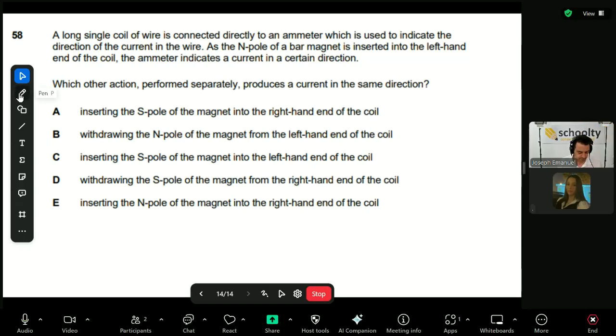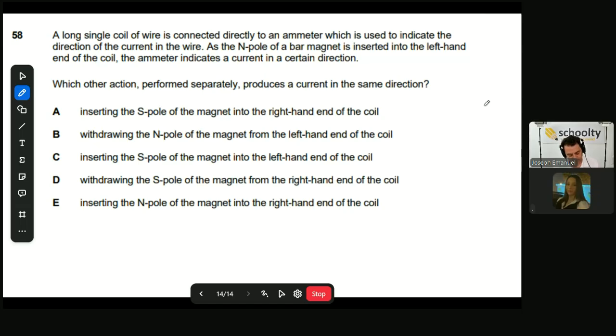Okay, next question. A long single coil of wire is connected directly to an ammeter, which is used to indicate the direction of the current in the wire. As the north pole of a bar magnet is inserted into the left-hand end of the coil, the ammeter indicates a current in a certain direction. Okay, continue. Actually, a current in the same direction. Okay, let's understand the question here.